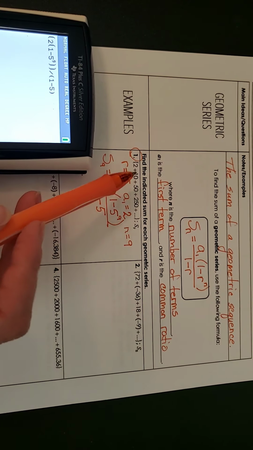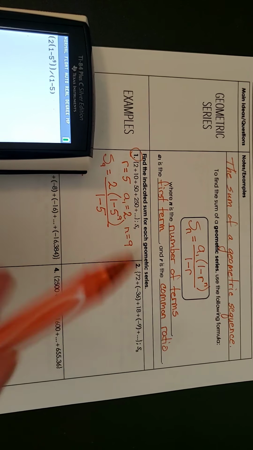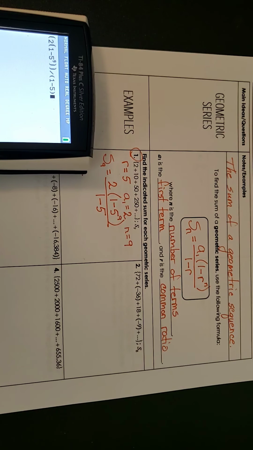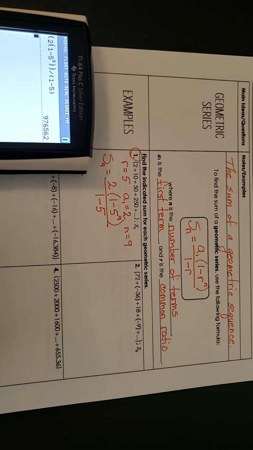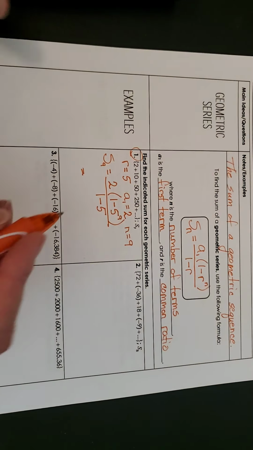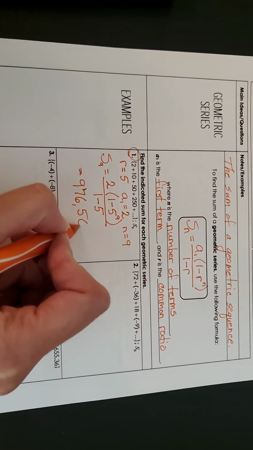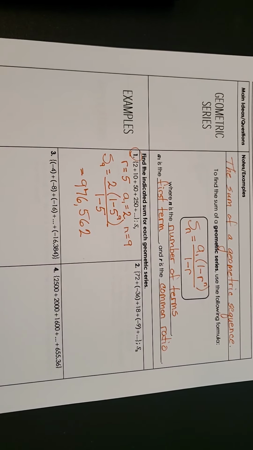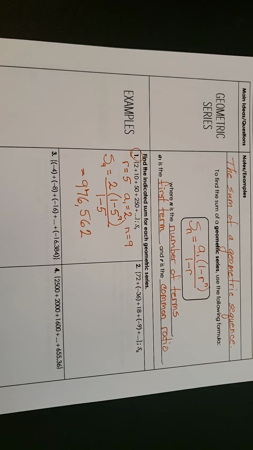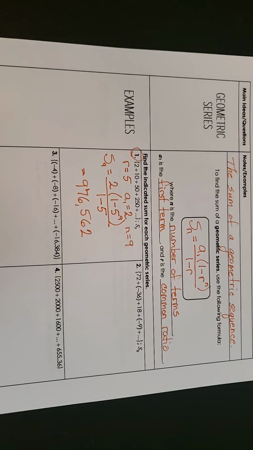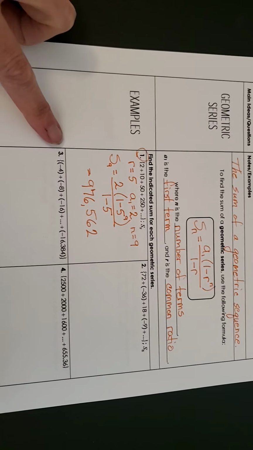And it should be reasonable. We're adding fairly large numbers here. I should get a fairly large number. If I get 1 3/7, that doesn't make sense. But 976,562 is a large number, but actually is reasonable and is in fact the sum in this case. All right. It's a pretty nice, straightforward formula. Sure beats writing out all of the terms and adding them up, though we could if we were wanting to check.